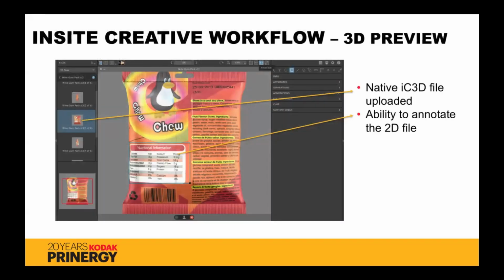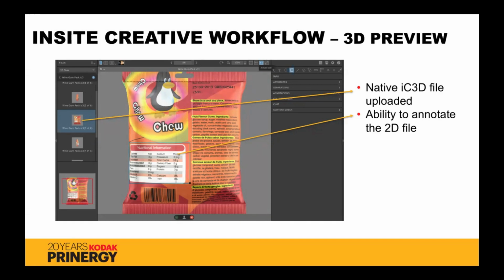So let's get into the fun stuff, really, because that's what we're here for: looking at what's new, how does it work, what does it do? So, 3D preview. All we're doing is taking your IC3D files from Creative Edge software, as that's the only 3D format we support at this time. You upload it like any other file. Don't treat it any differently. Just treat it like a normal file.